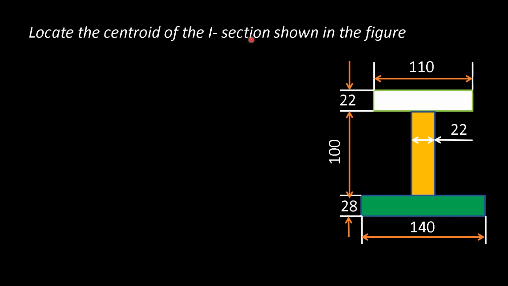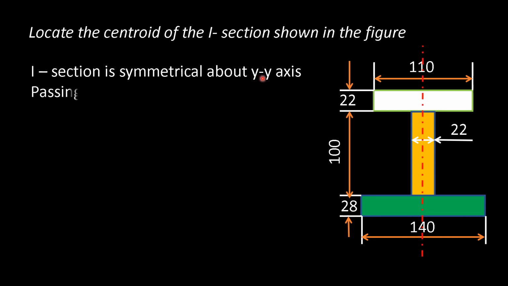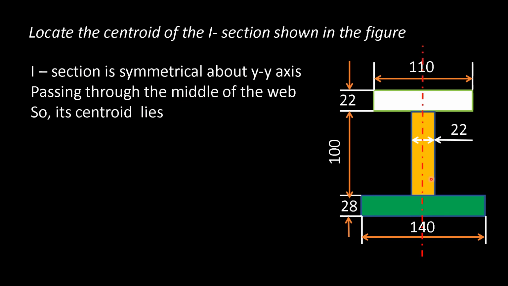Locate the centroid of the eye section shown in the figure. The dimensions of the eye section are: top flange 110 by 22, web 100 by 22, lower flange 140 by 28. Eye section is symmetrical about y-axis passing through the web. This is the web. So its centroid lies on the vertical y-y axis. So this is the vertical y-y axis, which implies that x bar will be 0.